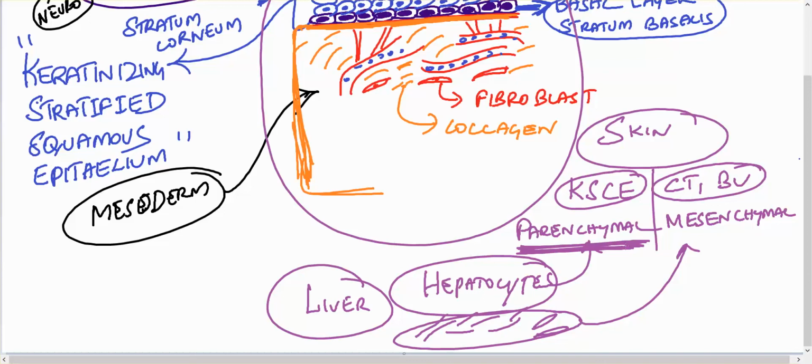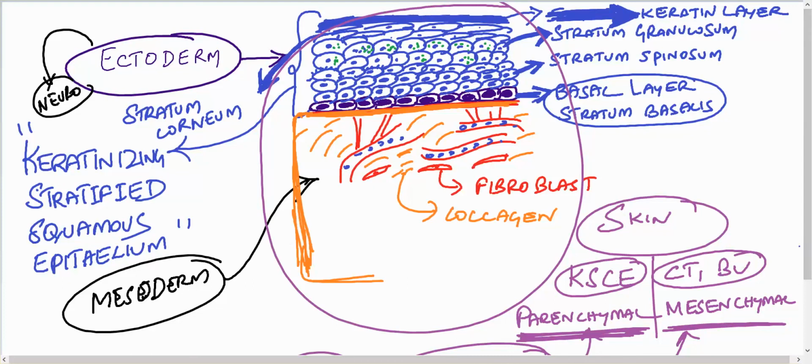Anything which supports that structure is called the mesenchymal component. For example, in the skin, the keratinizing stratified squamous epithelium is the parenchymal component, and connective tissues, blood vessels, and blood cells are the mesenchymal component.